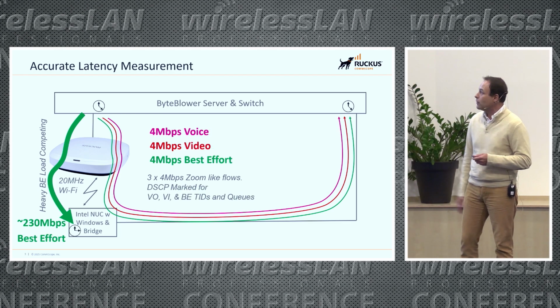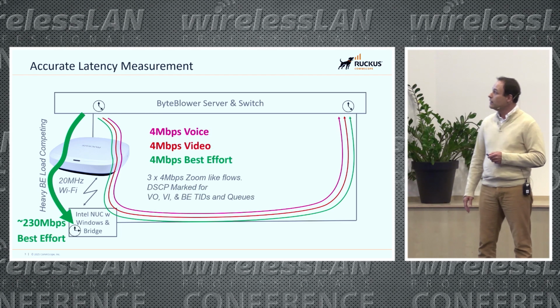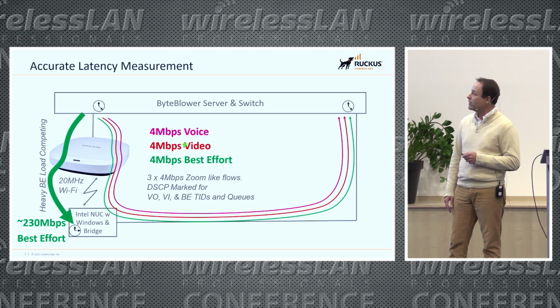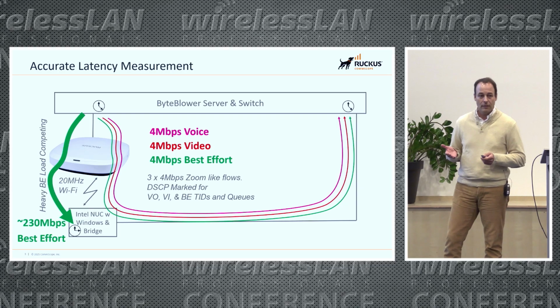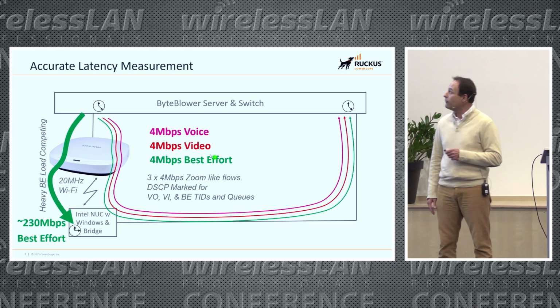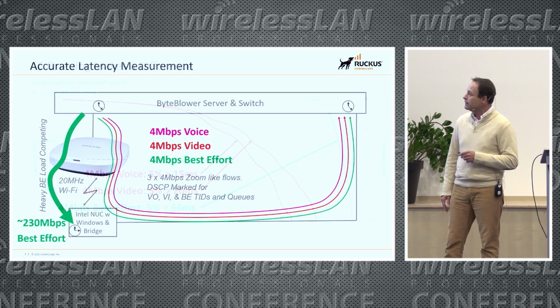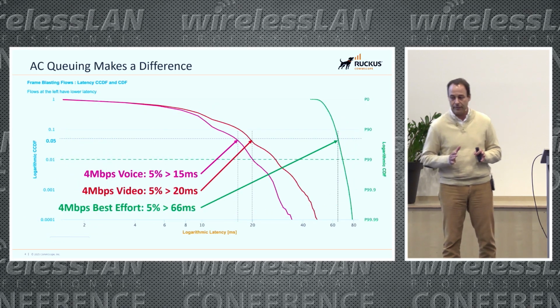So what can we do? Let's mark the traffic. We mark one flow with voice, another with video, and the other one we keep as best effort. Now let's see what happens with latency. Hopefully, latency of voice and video will be lower. Let's see the results of the experiment.